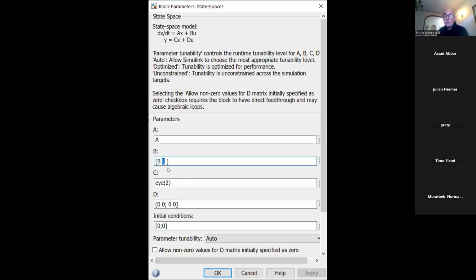D, in this case, as I told you, is a 2 by 2 matrix, because it has the same number of rows as C and the same number of columns as this B. Because we have two inputs: one related to matrix B of the real system, which is the same in the model, and one related to L, which is the error, what I am measuring versus what I am observing. The initial condition is different. I don't know if you remember in the lecture.